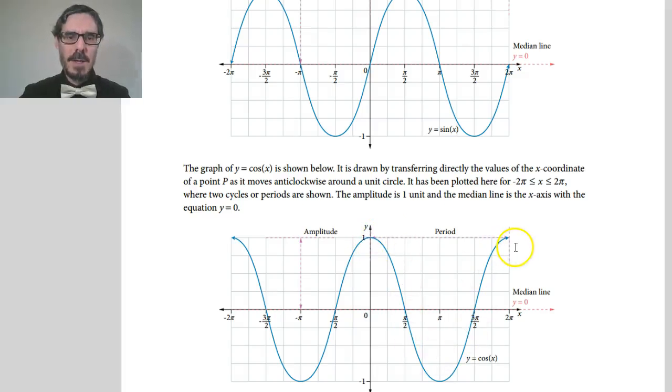They have the same period, 360 degrees or 2 pi, and they have the same amplitude, 1. The median line is y equals 0, the x-axis.